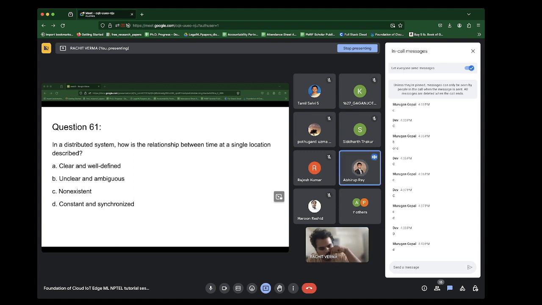Still there will be some latency to some extent, right? Whenever there is message passing or synchronization activity between the two processes. I think the answer would be D, constant and synchronized. Wait, just a second. We would have to see whether they have a common clock, right? Do all of these processes have a common clock? Then it's fine. Yeah. So each processor need not necessarily have its own.